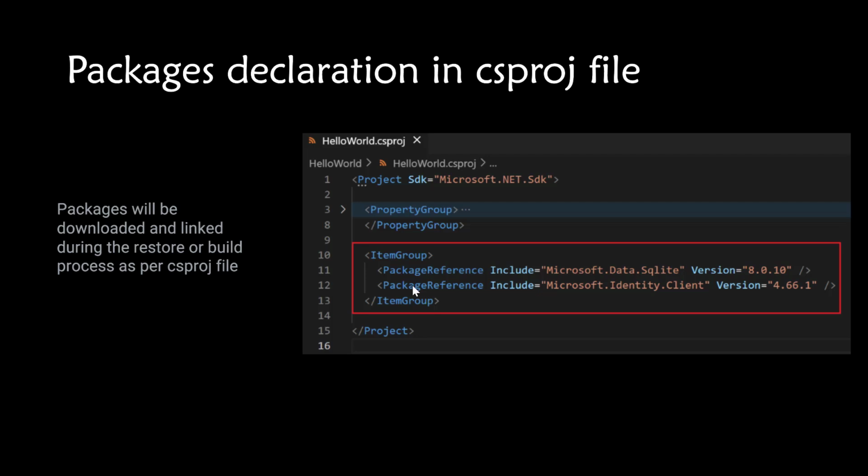So to build a .NET project, the packages declared in the CSproj file are downloaded and linked to create the binaries. In fact, this is called the restore process.